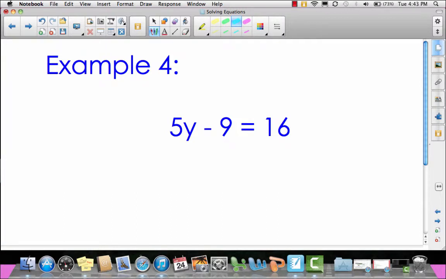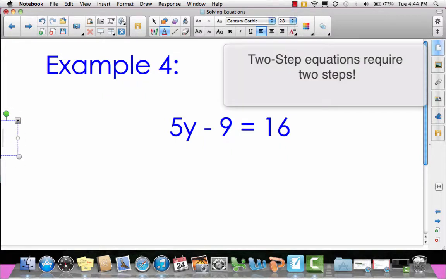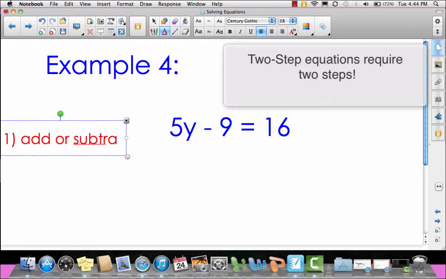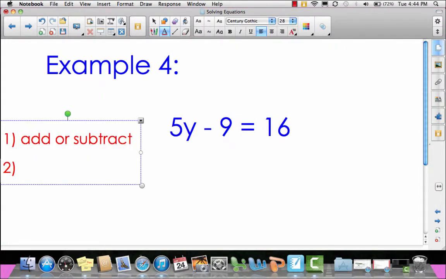With two-step equations, the order in which we solve is very, very important. So I'm going to come over here on the side and we're going to jot down the correct process. You should always add or subtract first, and you should always multiply or divide second.